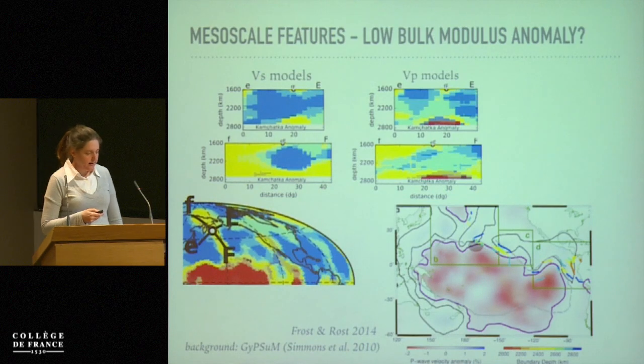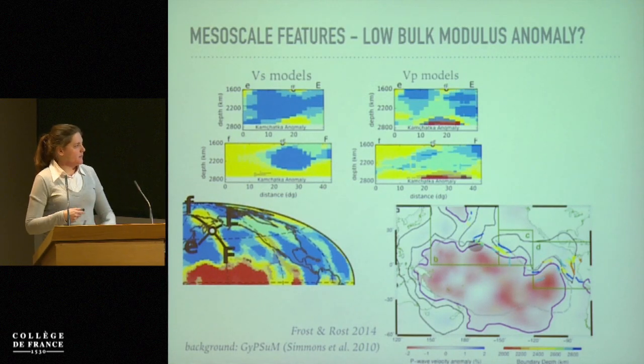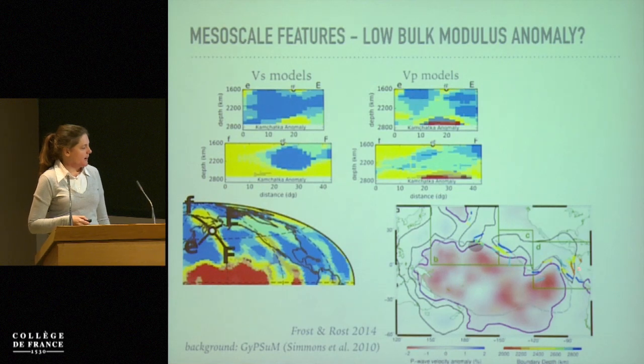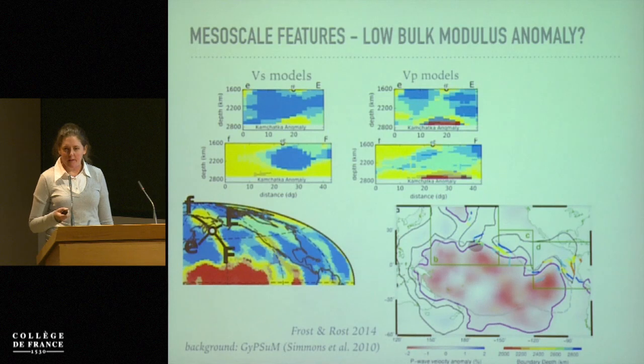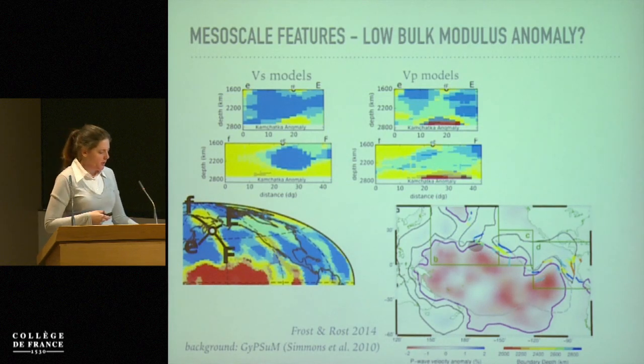Suggestions of this anomaly have also been seen in the travel time study by Frost and Rost, where they were looking at the eastern boundary and the northern boundary of the Pacific LLSVP. But they also see suggestion of a sharp boundary up here in the northern Pacific. The background model here is GyPSuM, so you can see there are also slow velocities in that model. So this is a P-wave velocity model, and it's one of the models that provides a slow vote in our vote map over here.